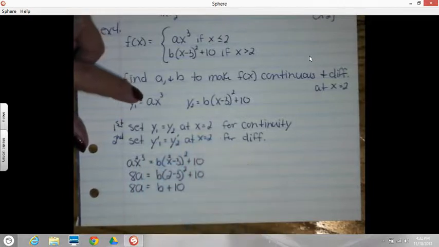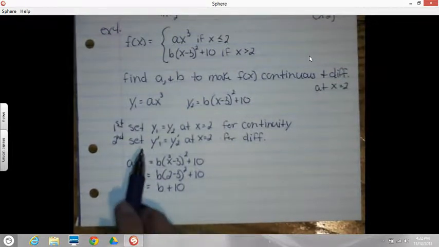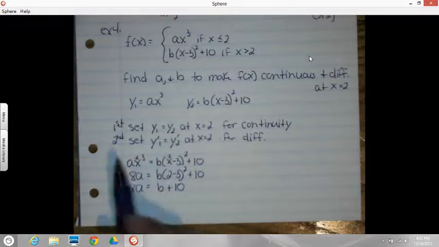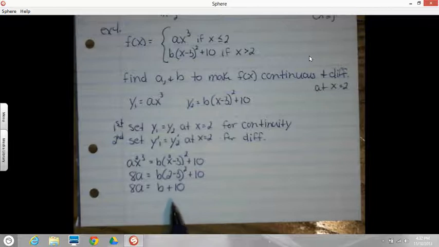Okay, now we ran into a brick wall. I've got one equation with two unknowns in it. That's impossible to solve. I need a second equation. That's where the derivatives being equal is going to give us two different equations that we can work with and solve as a system. So that's what we'll do next.